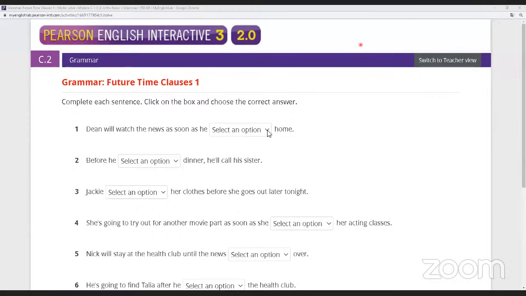So I'm going to share my screen with you. You're going to read the instruction and start doing the exercises below. Go ahead. Okay. Grammar future time clauses 1. Complete each sentence. Click on the box and choose the correct answer. 1. Dean will watch the meal as soon as he gets home.